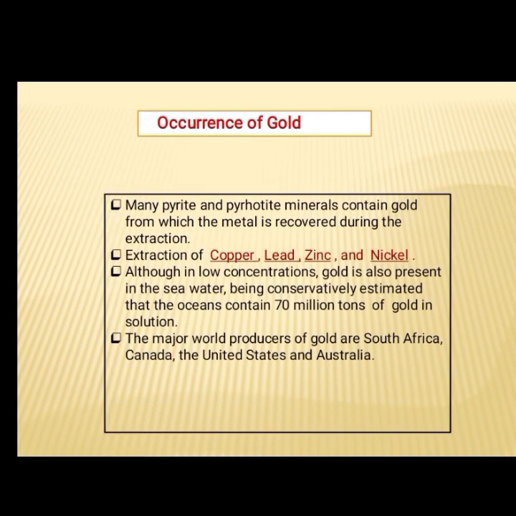The next, occurrence of gold. Many pyrite minerals contain gold from which the metal is recovered during the extraction of copper, lead, zinc and nickel. Although in lower concentration, gold is also present in seawater, and it is estimated that the oceans contain 70 million tons of gold in solution. The major world producers of gold are South Africa, Canada, the United States and Australia.